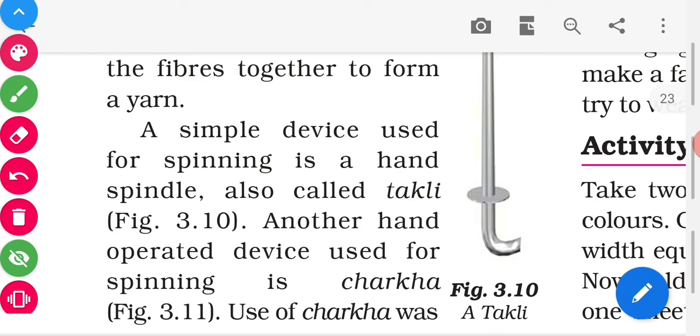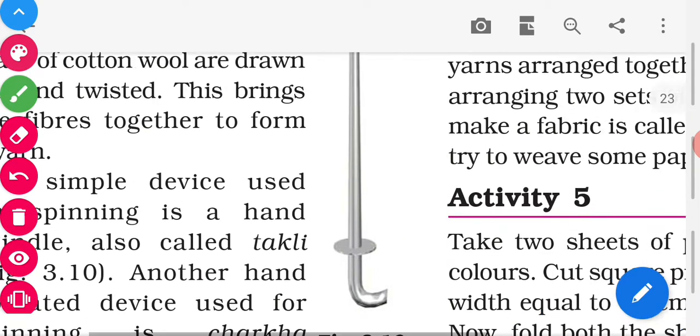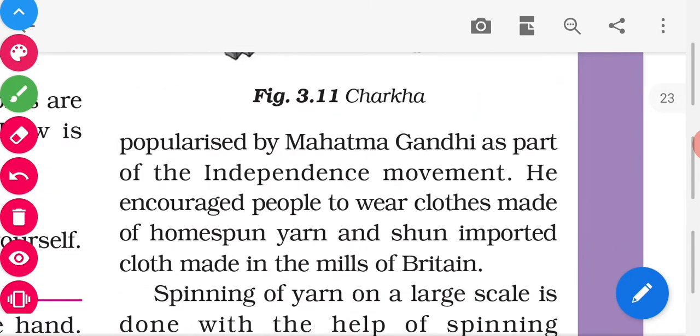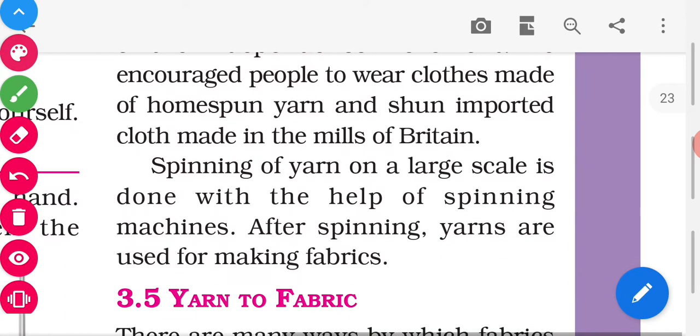Another device is known as the charkha. Yes, the charkha is also used for spinning. And earlier it was also used by Gandhiji. The charkha was also used by Gandhiji for this whole process. Now we have got the yarn. The process of converting the threads into yarn is known as spinning. And spinning is also done today with the help of machines.